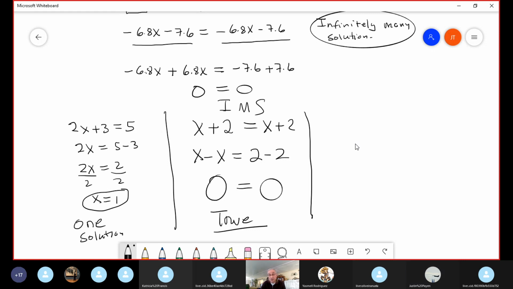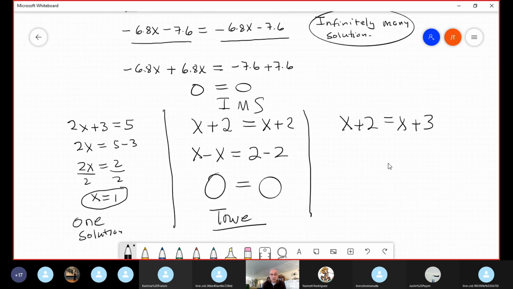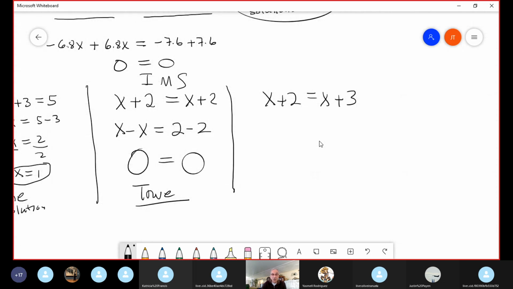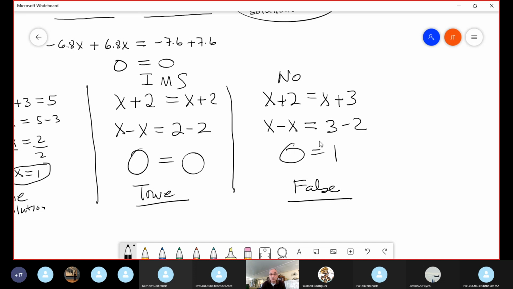But we have another case. Look, x plus 2 is equal to x plus 3. Oh, this is different. Let me try. I have no idea. I try: x stays, minus x I move to the other side, is equal to 3, stays, minus 2. This is 0, and this is 1, and this is completely false. And when this situation happens, we have no solution.